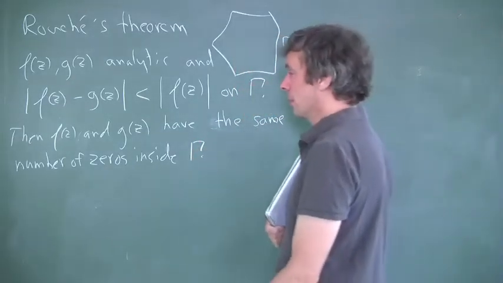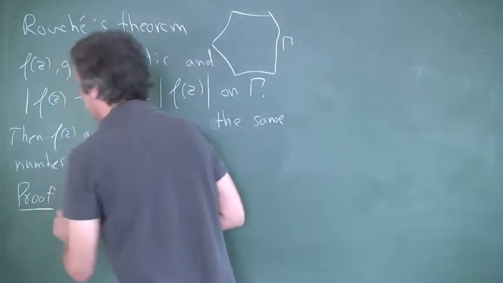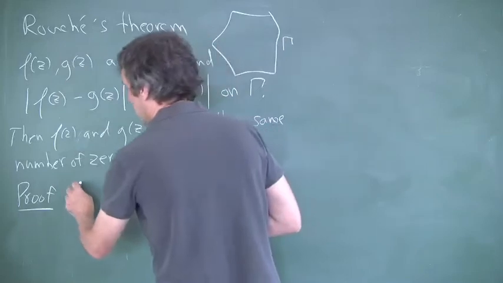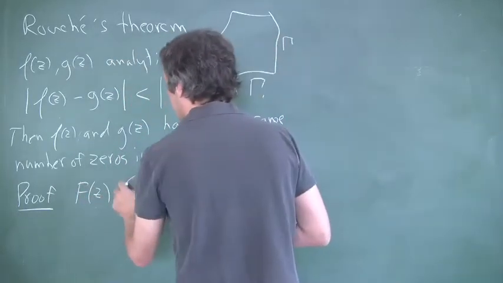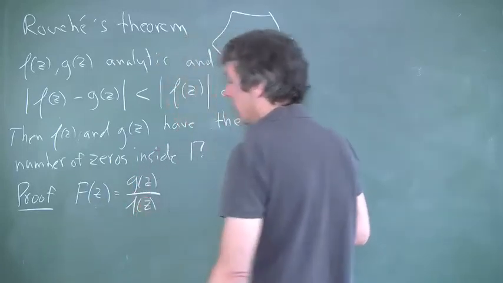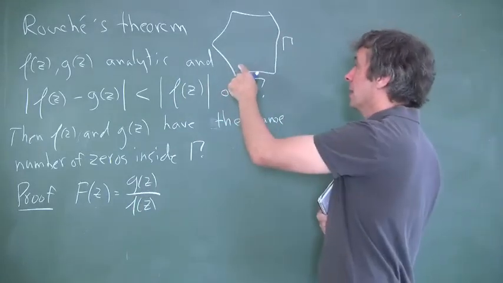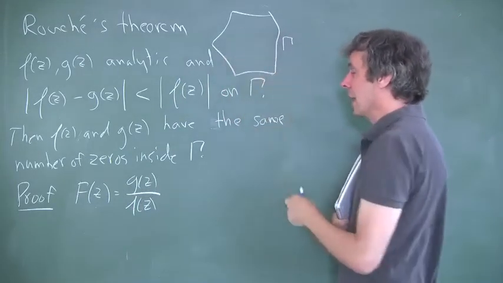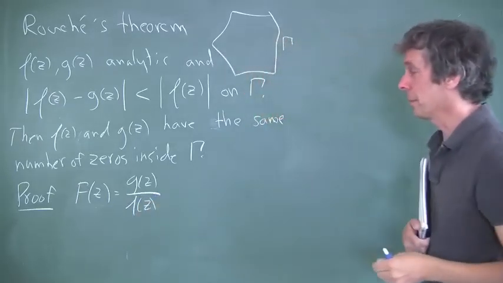Well, so how do we prove this? Well, the idea is that we consider the function capital F of z, which is g of z divided by f of z. And this function is then obviously meromorphic inside. It will have poles exactly at the zeros of f.